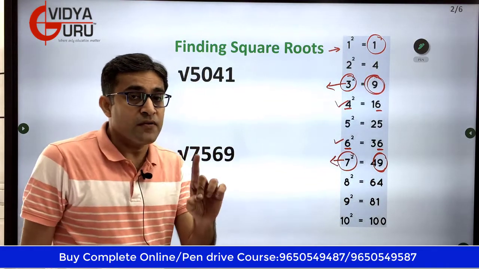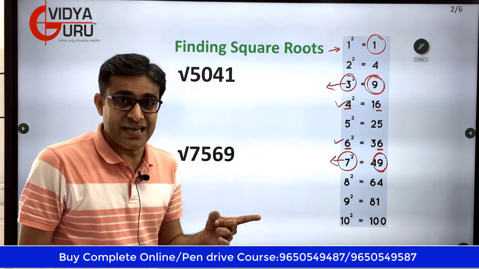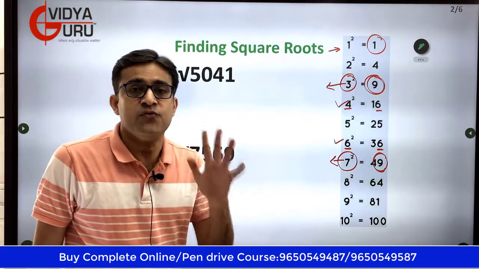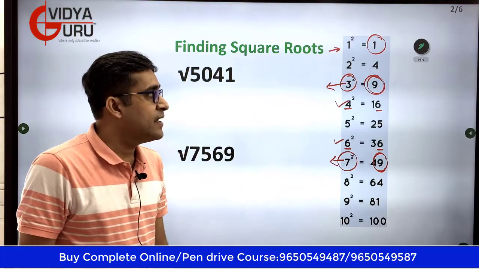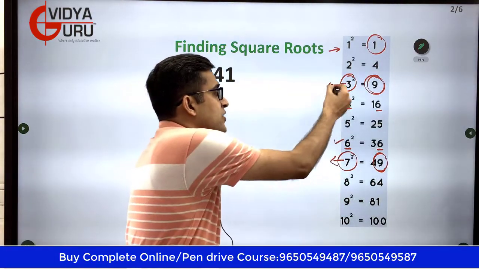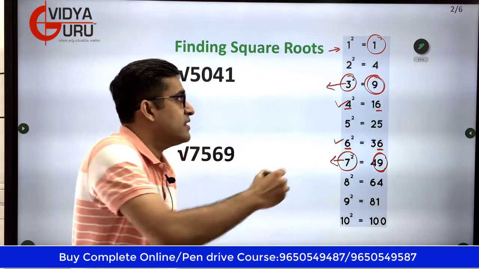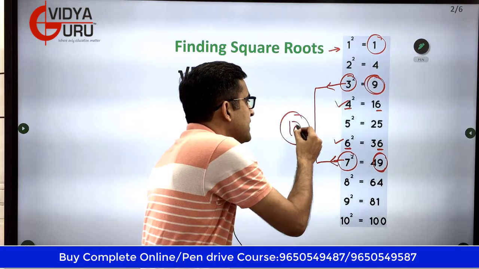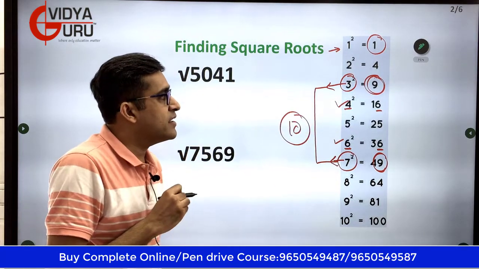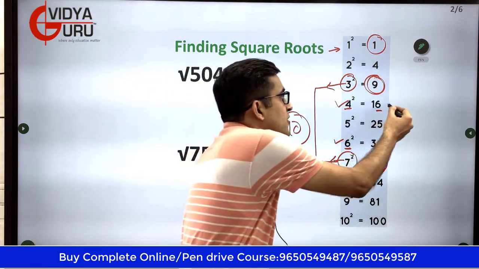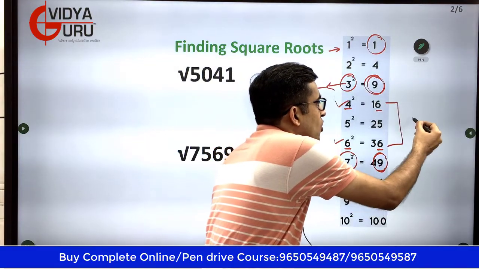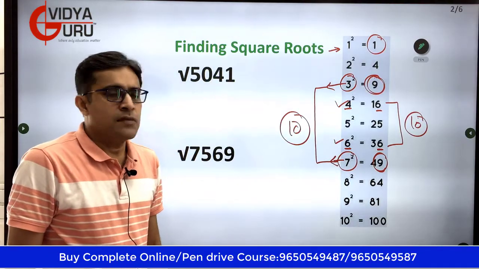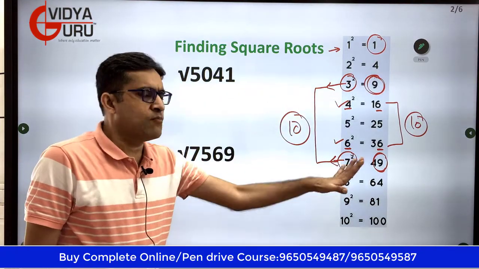One interesting thing about these possibilities is that when you add them, they give you a perfect 10. 3 and 7 give you a perfect 10. Similarly, look at the other pair, 4 and 6. They also give you a perfect 10. So you may not even have to memorize both the pairs.